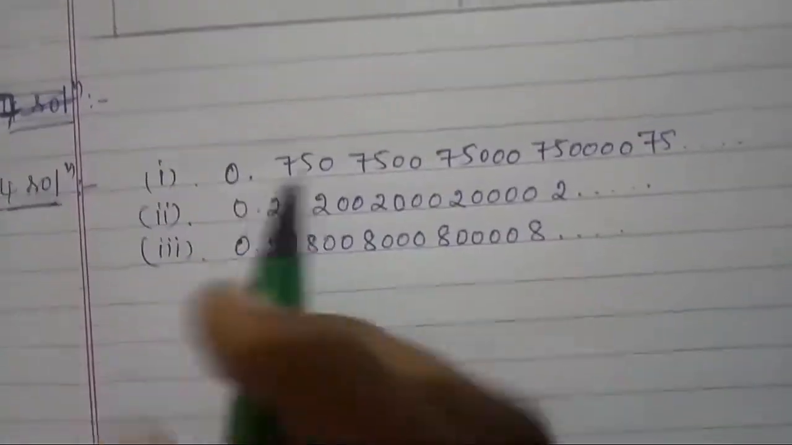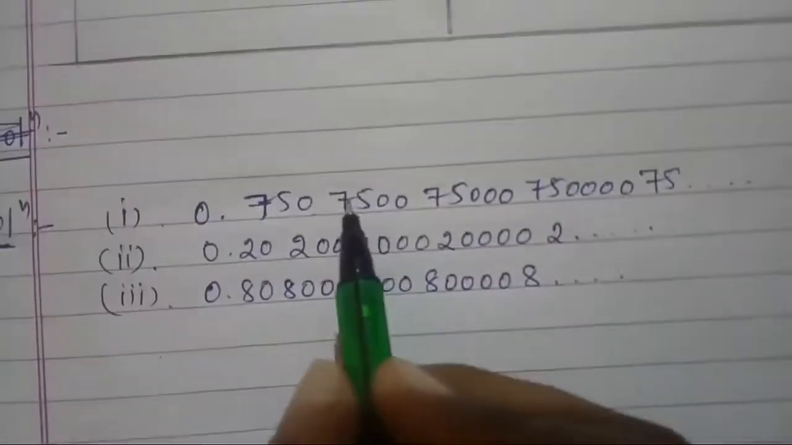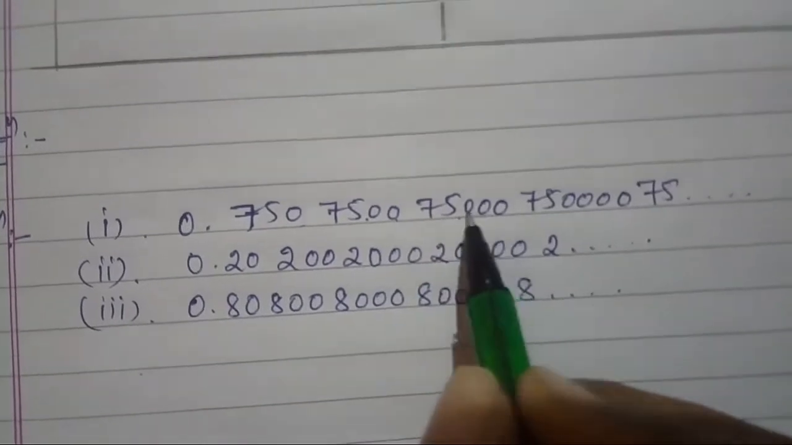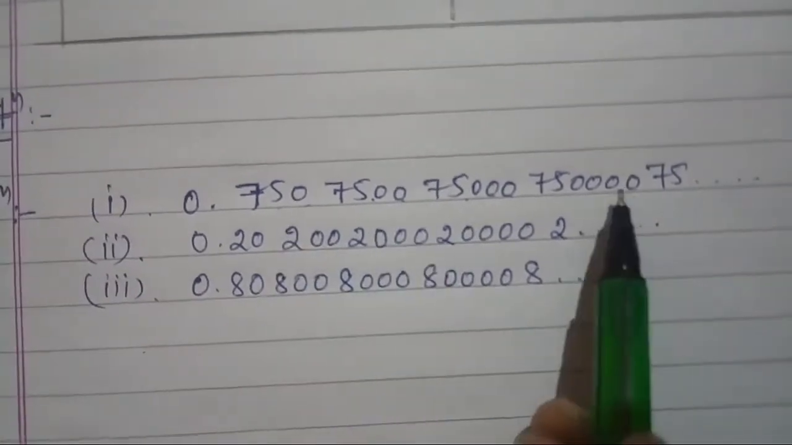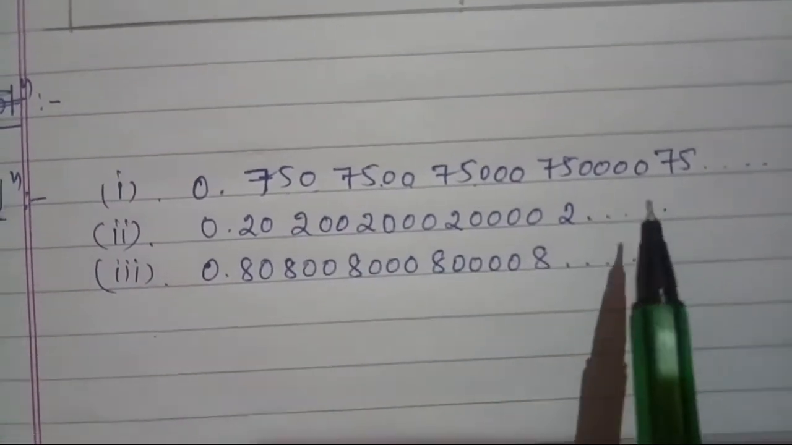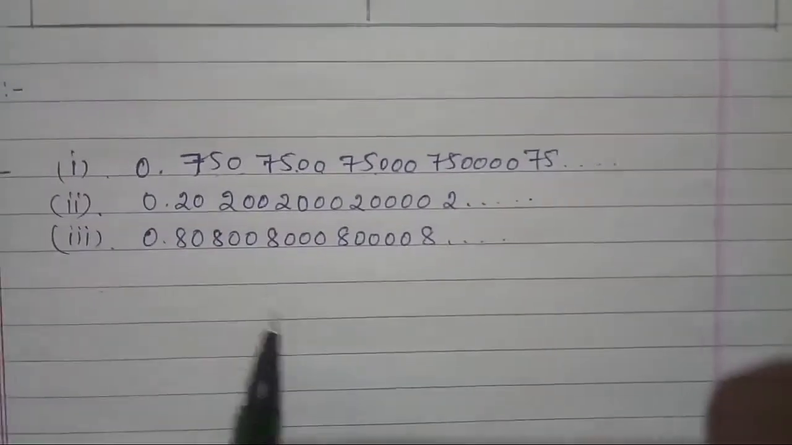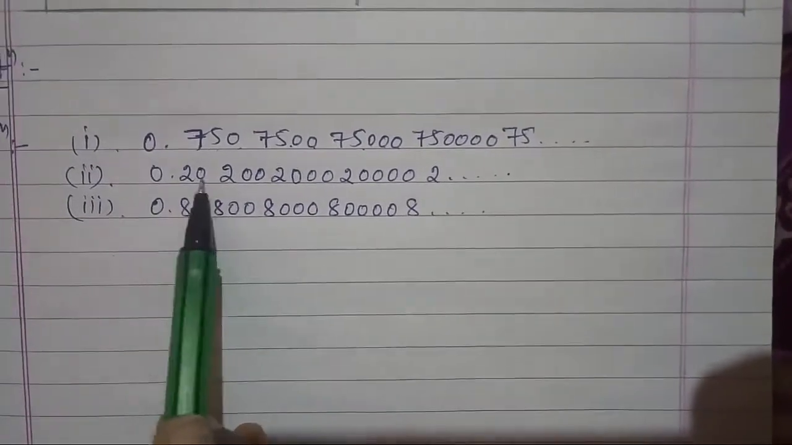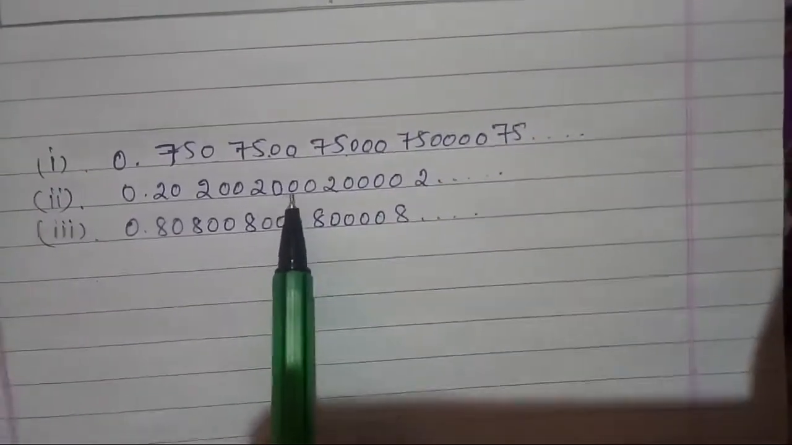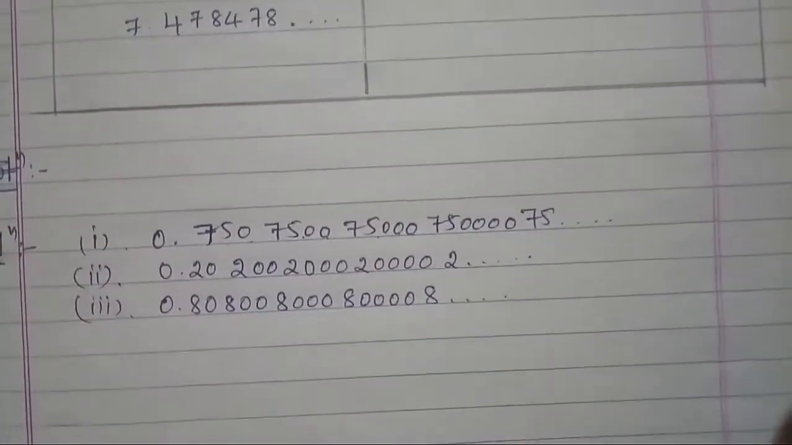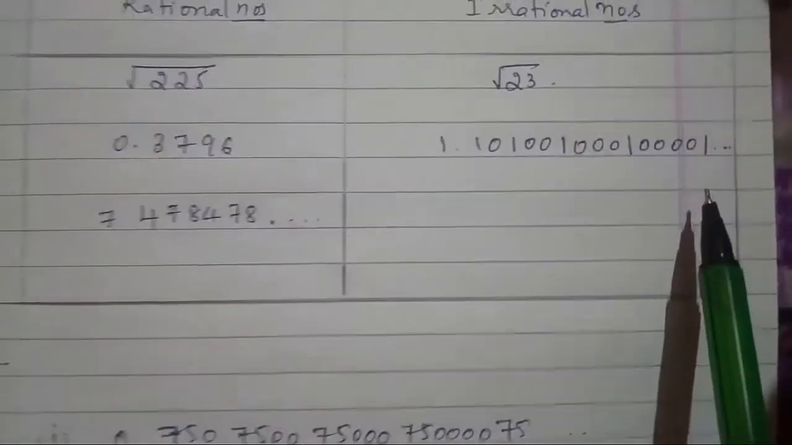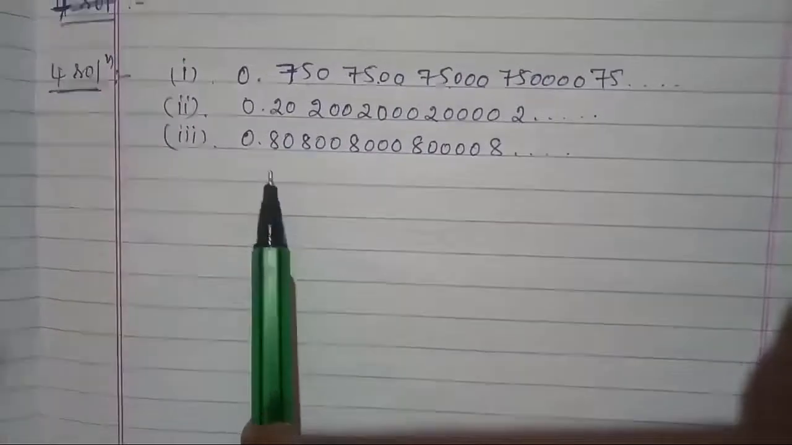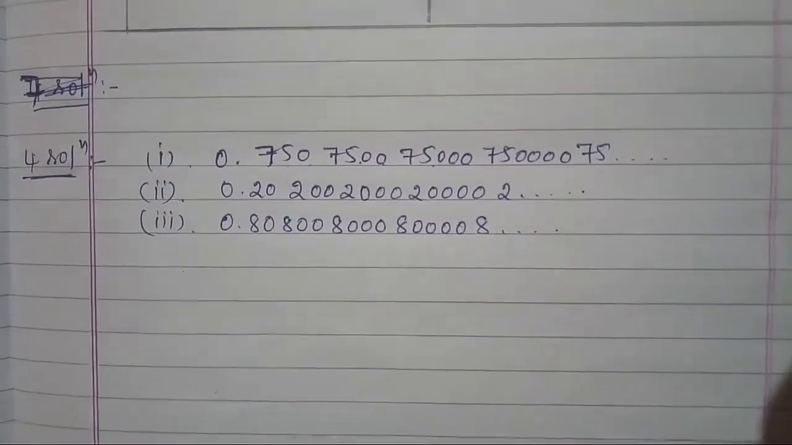Solution: 0.750, again 7500, 75000, but here the digits will be the same. The zeros coming in between the numbers keep increasing, going on up to infinite times. Second, similarly 0.20, 200, 2000, and so on. The example in the table I already explained is also an example of a non-terminating, non-recurring decimal. I have taken these three examples. You can take others besides these three.